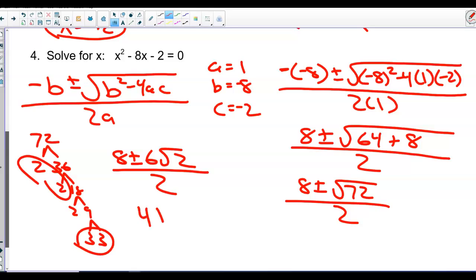8 over 2 is 4. 6 over 2 is 3. And that is my answer, ladies and gentlemen.